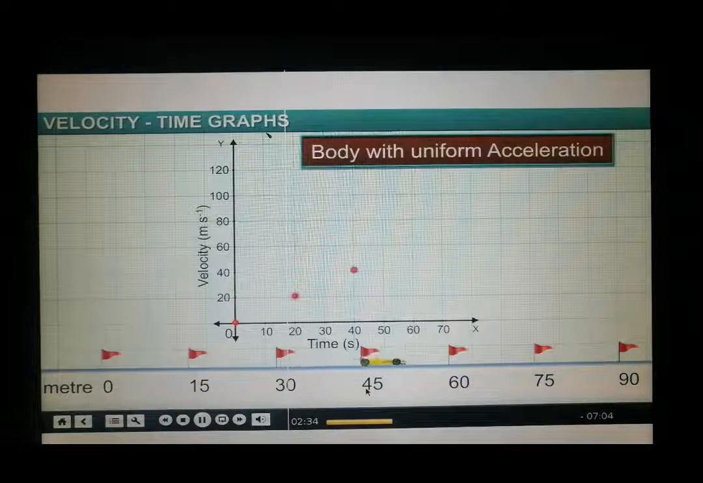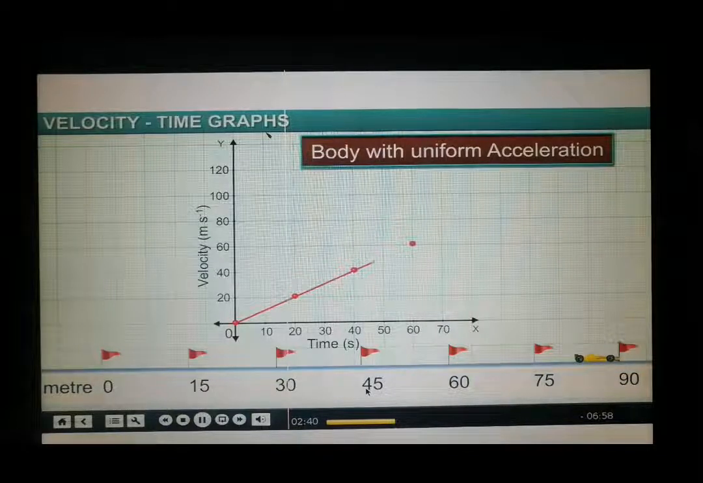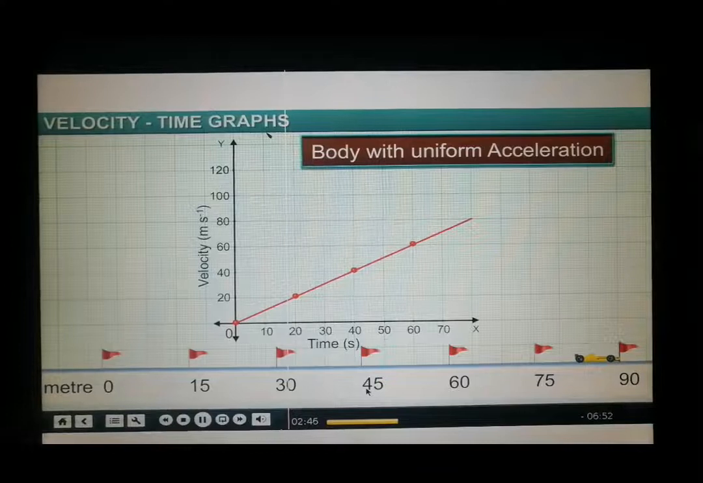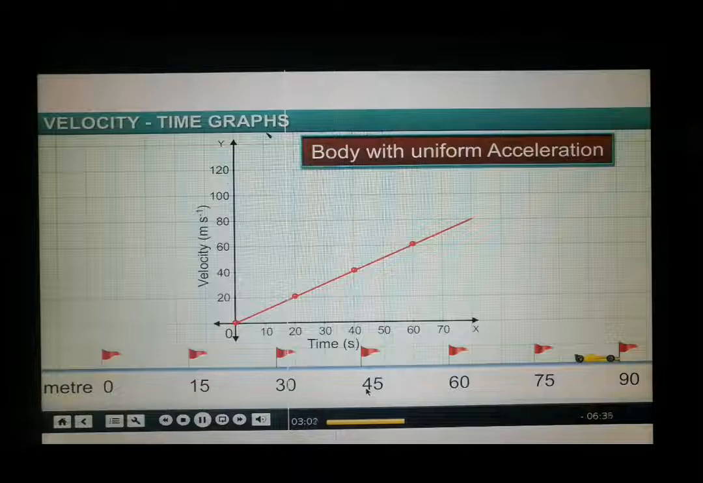When a body starts from rest and exhibits uniformly accelerated motion, the velocity time graph represents a straight line passing through the origin and subtending an angle with the x-axis. This is because in this motion, the velocity of the body increases uniformly with time.